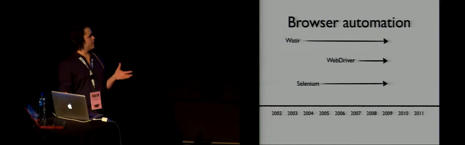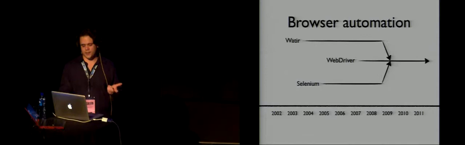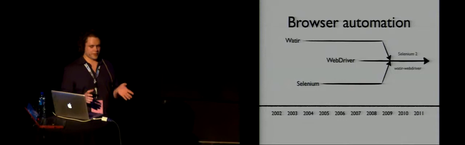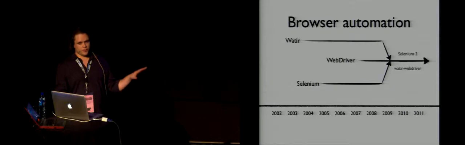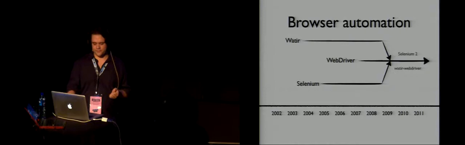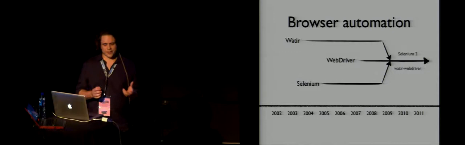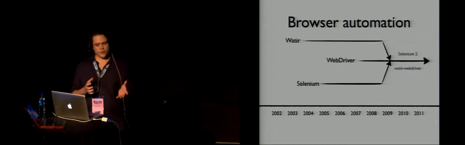And what has happened since then is that most of these tools have consolidated on WebDriver as the underlying technology. So we now have Selenium 2, which is basically the old Selenium code in maintenance mode plus WebDriver. And we also have the Water WebDriver project. And this is a good thing. Automating browsers is a pretty hard thing to get right, so having the development effort focused on one tool is good.